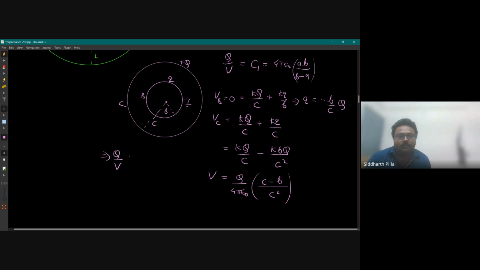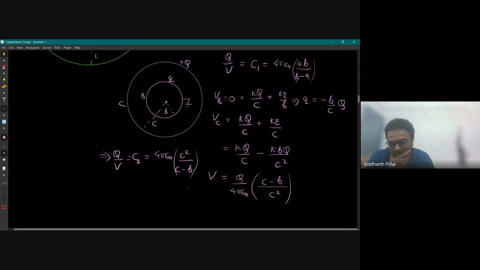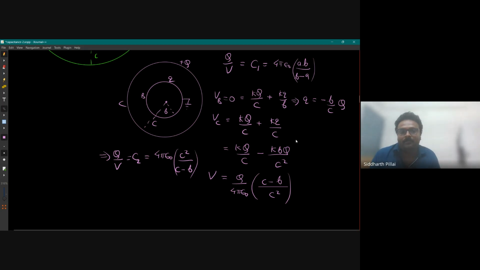Q by V equals, let's call it C2, which is equal to 4 pi epsilon naught into C square by C minus B. Correct? We have these two results. You would have done this in your class, I hope. If not, you can see it now.